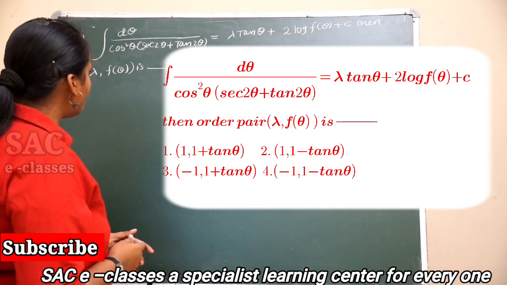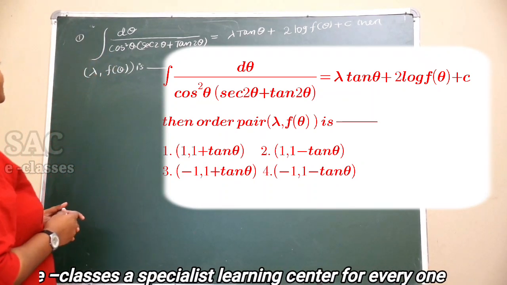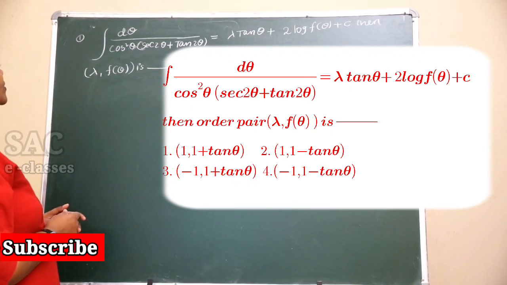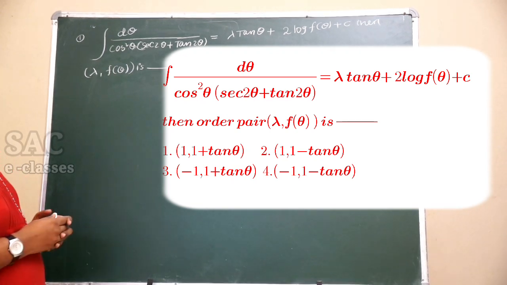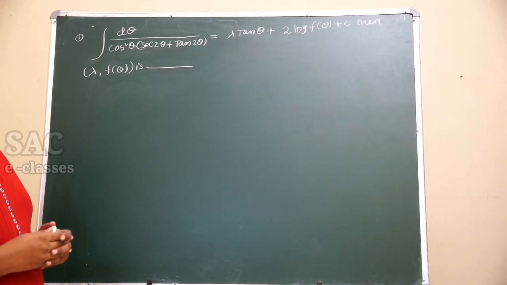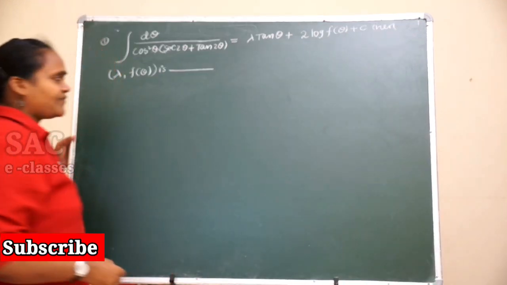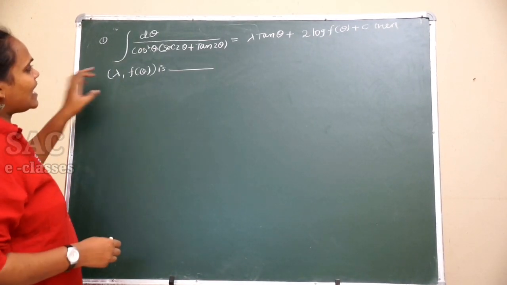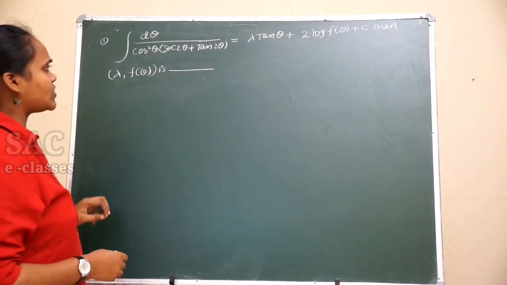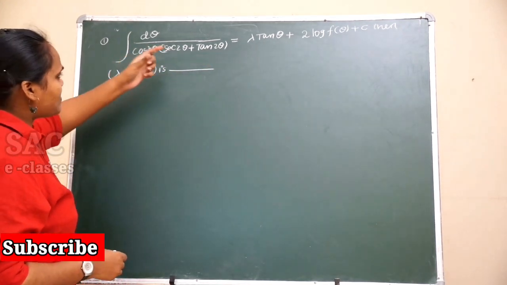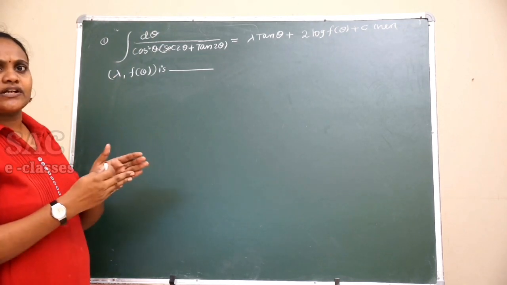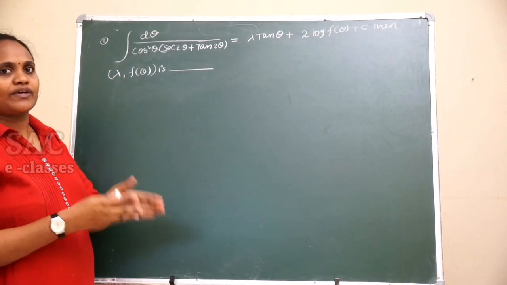The problem is very simple. Integration of d theta by cos square theta into secant 2 theta plus tan 2 theta is given to you. If you have observed the given problem, they have given the entire answer in tan only. If they are expressing the answer in tan, obviously the differentiation of tan theta is secant square theta.